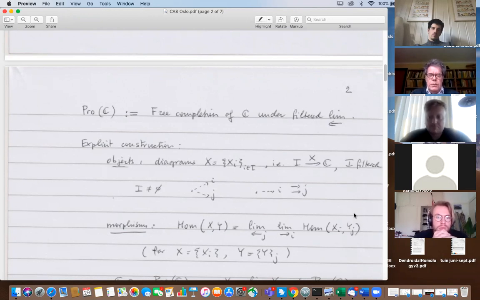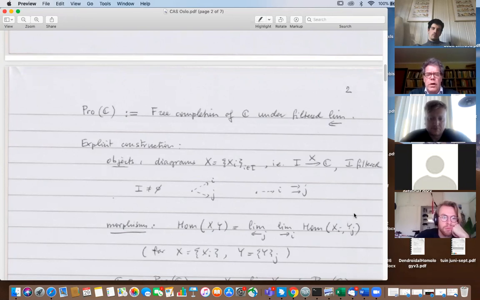Okay, now the morphisms, there's a formula for the morphisms. So there are two homs here. The first hom is the hom in Pro of C, and the second hom on the right-hand side of the line is the one in C, the given category C. So if you want to define hom(X,Y), Y is formally an inverse limit. So if Y is indexed by little j's, then for every j, you should have a map into the inverse limit. So that explains the first lim over j.